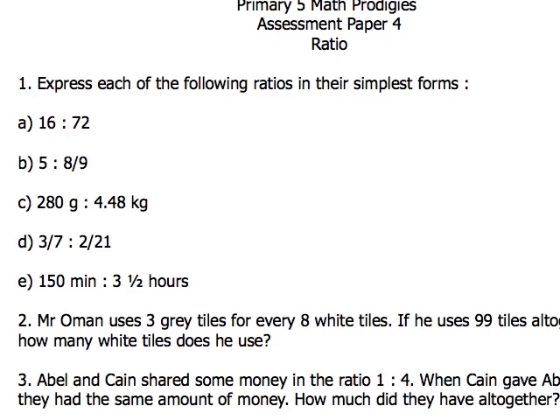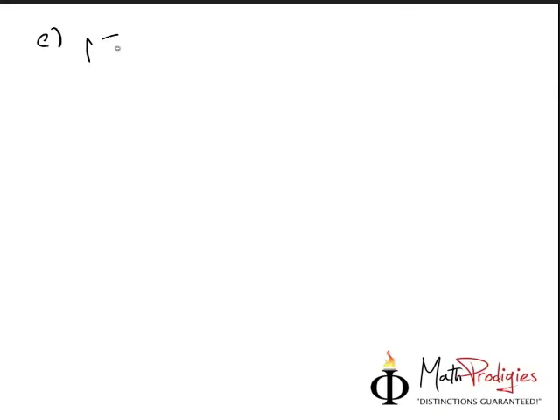Okay, let's take a look at part E. 150 minutes is to 3.5 hours. Now, in this case, again, we can either change the minutes to hours or we can change the hours to minutes. Since we changed just now the grams to kilograms, kilograms to grams, let's change the minutes to hours.